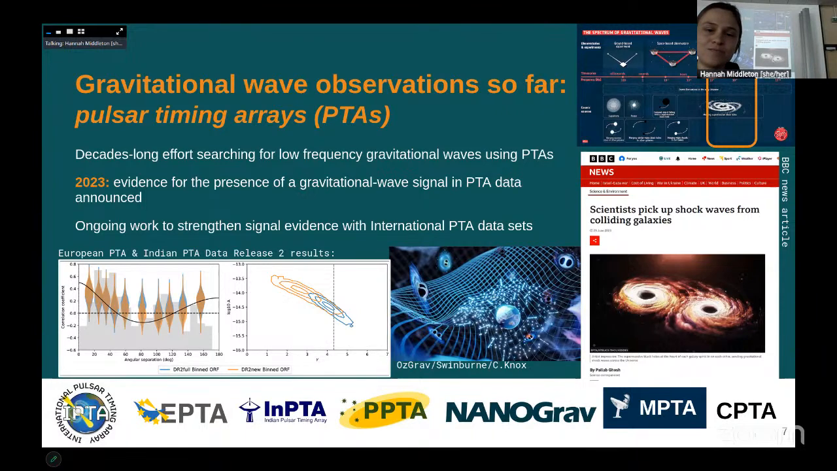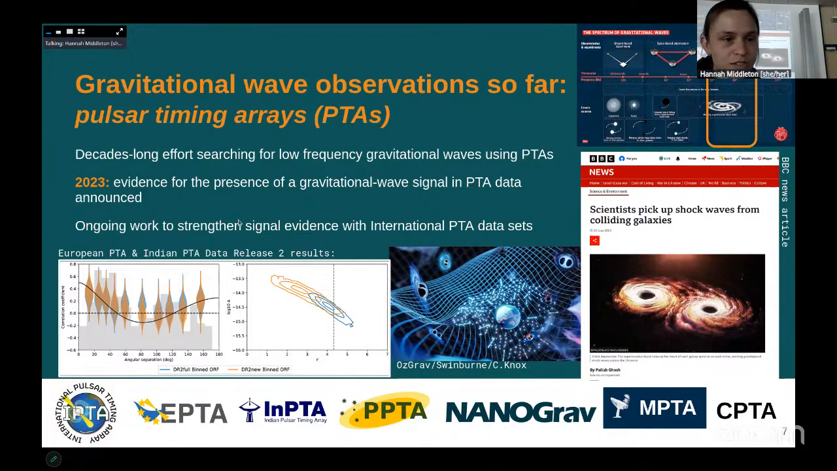So to rewind a little bit, you have a pulsar, which is like a very stable clock, and you can predict when you expect the pulse to arrive. And by monitoring a set of pulsars, you can search for low frequency gravitational waves by looking for changes in the arrival time from the different pulsars.